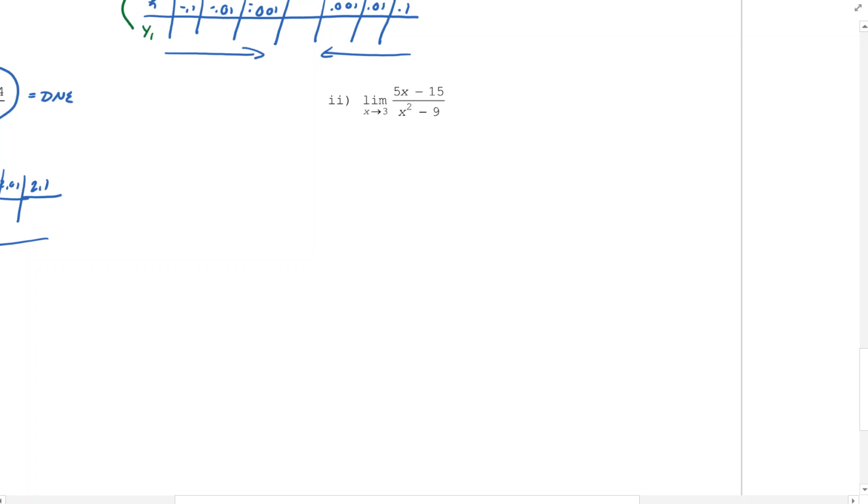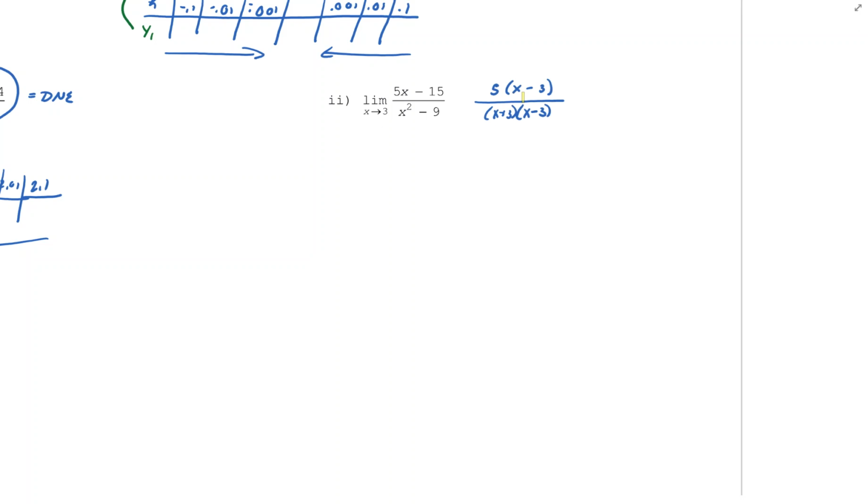For this one, can I just plug in a 3 in the denominator? Nope, I get a 0, indeterminate form. So I try and factor. On the top I'm going to factor out a 5, and I've got x minus 3. And on the bottom, x plus 3 times x minus 3.